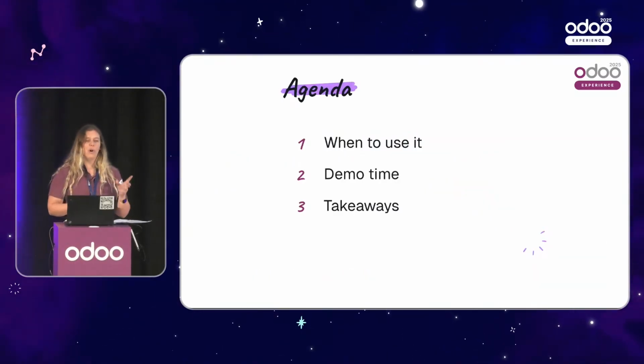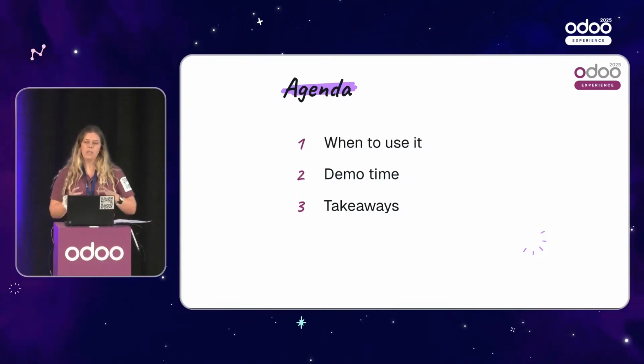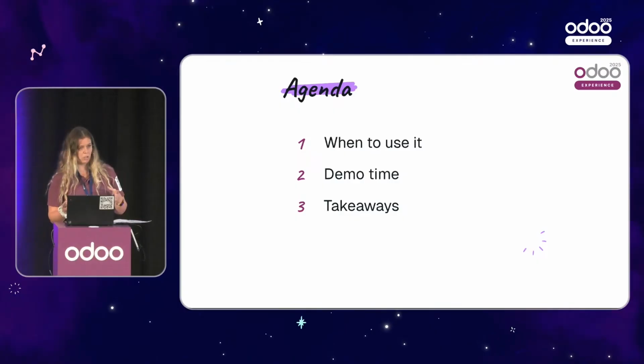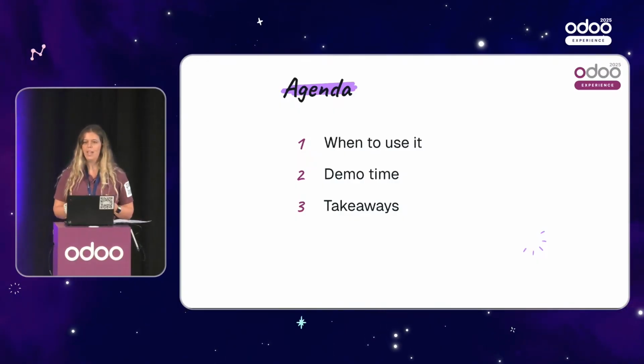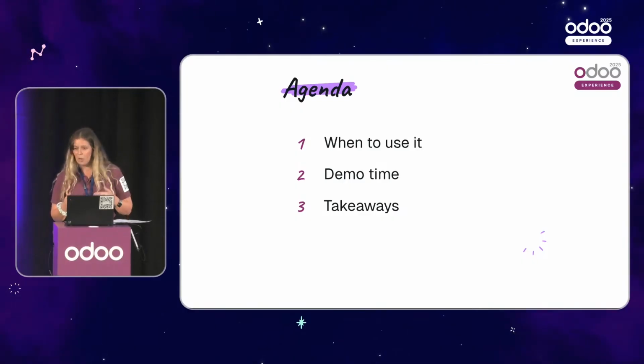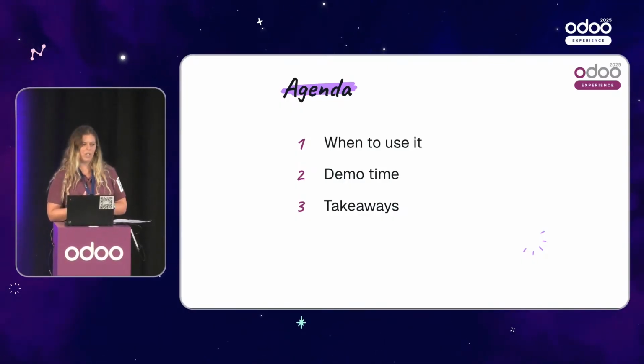So, first of all, we'll go over when to use it. It's something very important because, of course, it needs to have an added value in your flow. You shouldn't use it just to use it, but it needs to have an added value. Then I will give a demo. Of course, the idea is not for you to believe me based on what I say, but for me to show you in Odoo how the Odoo 19 shop floor is. And then we'll go over some takeaways just before the Q&A.